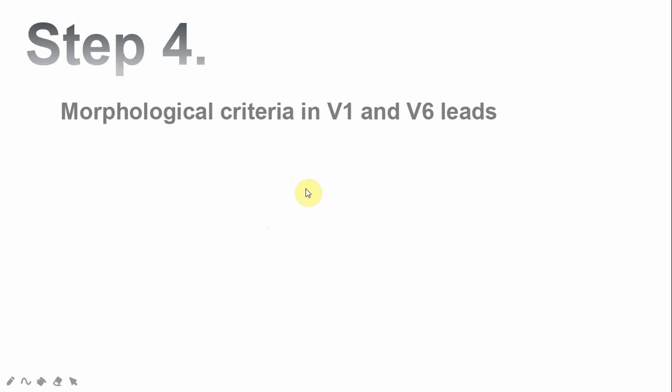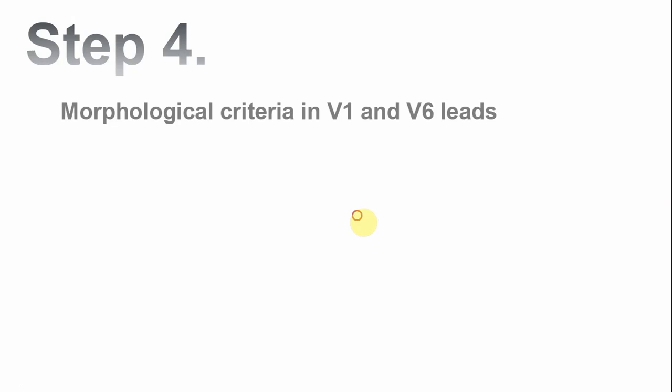And for morphological criteria, we look at V1 and V6. In V1, if there is predominantly positive deflection, this is right bundle branch block morphology. And if there is predominantly negative deflection in V1, this is left bundle branch block morphology. So please look at the following slides a little carefully because this is complicated. And remember, this is the last step of the Brugada criteria. And if this is not present, we'll have to exclude VT. So this is the last step.